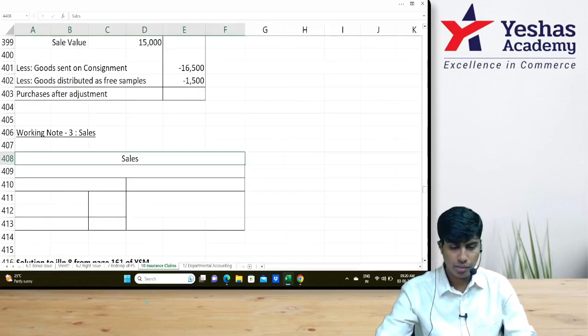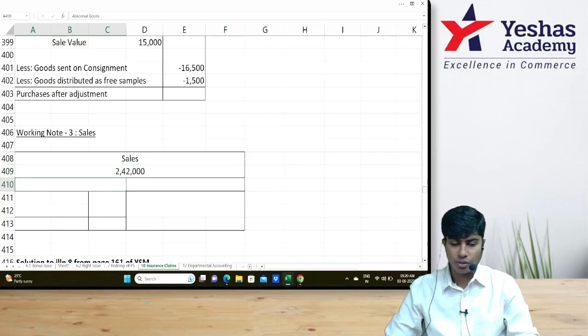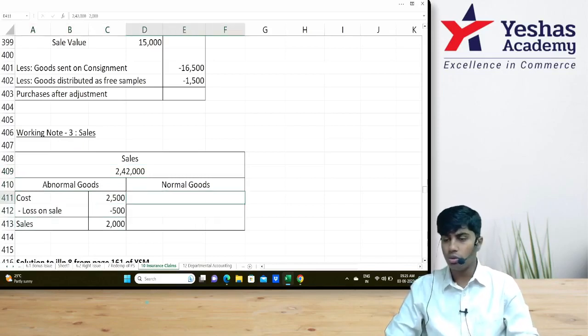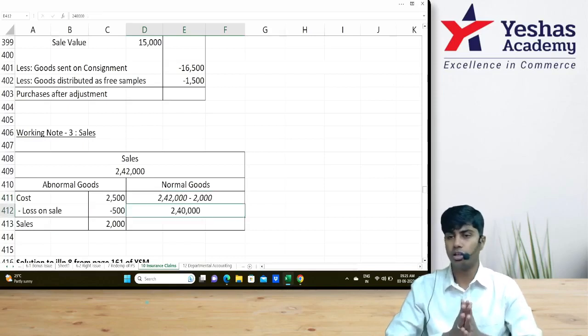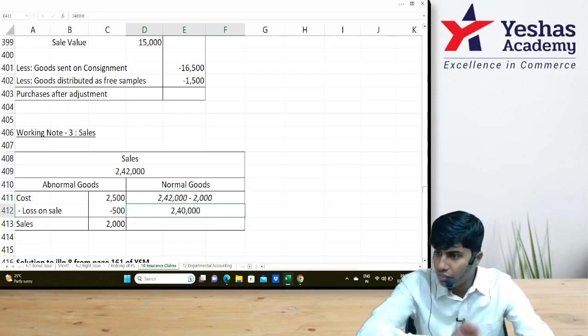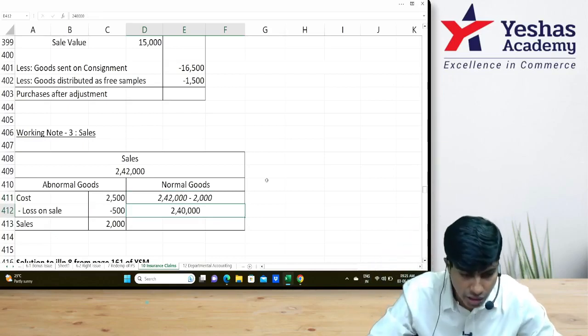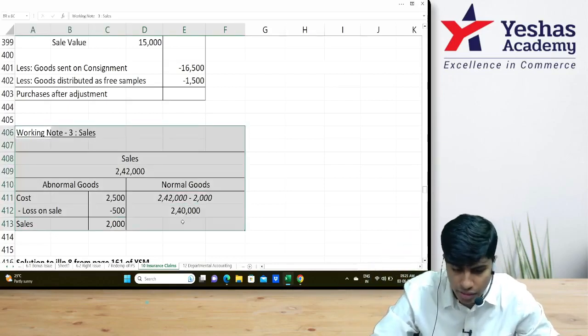Sales. Sales is 2,42,000. Abnormal, normal. Abnormal 2,500 is the cost. Loss is 500 rupees. So sale value is 2,000. So normal goods will be 2,42,000 minus 2,000. That will be 2,40,000. You can do it either way like this, or you can write it straight only. So I will say this working note is optional.